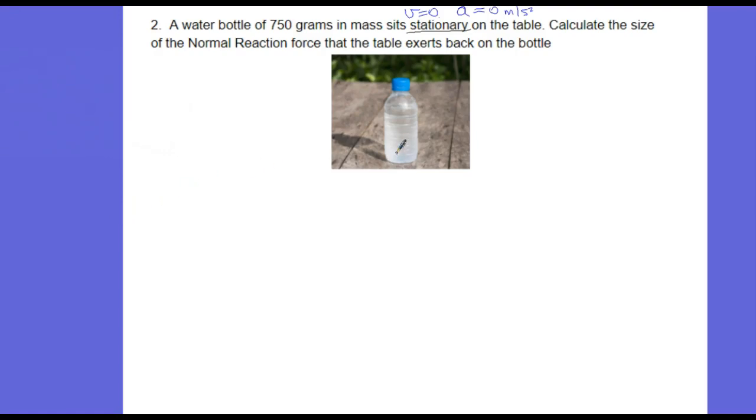Okay, so we think about what are the forces acting on this bottle. We've got one force pushing vertically downwards. What's this one? Weight force. Mass times gravity. Okay, now, and then there's another force that is acting on the bottle, and that's the normal reaction force of the table pushing back up on the bottle. That's our N. And the job is to find the size of that force.